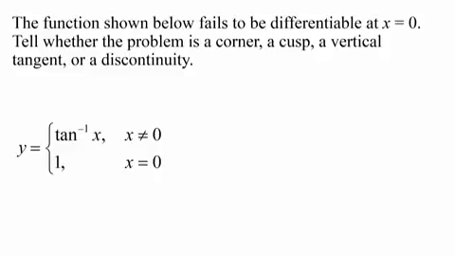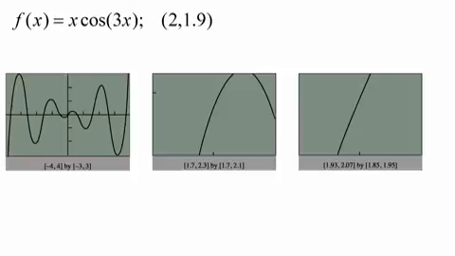A good way to think of a differentiable function is that it is locally linear. That is, a function that is differentiable closely resembles its own tangent line close to the point a. Let's try this idea out. Let's take a look at the function f(x) equals x times cosine 3x. And let's take a look at what's happening at the point (2, 1.9).